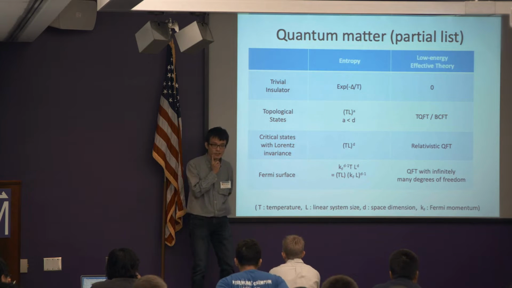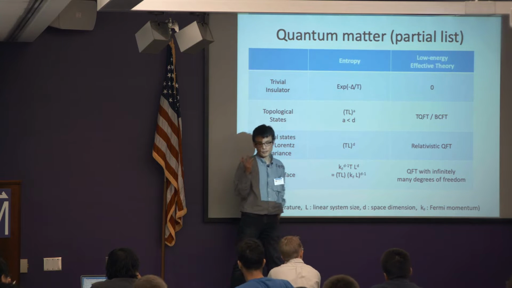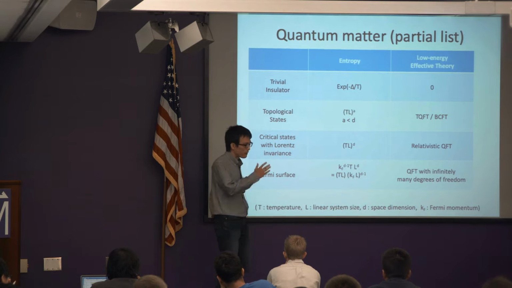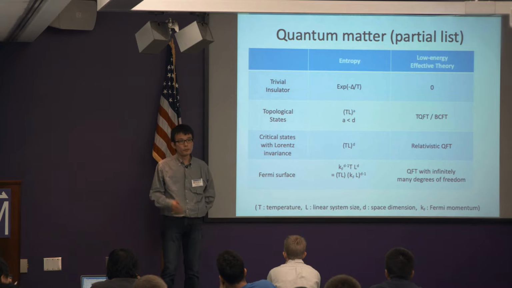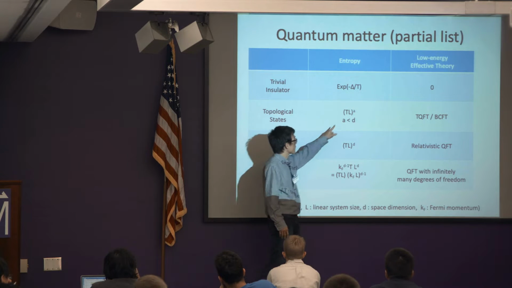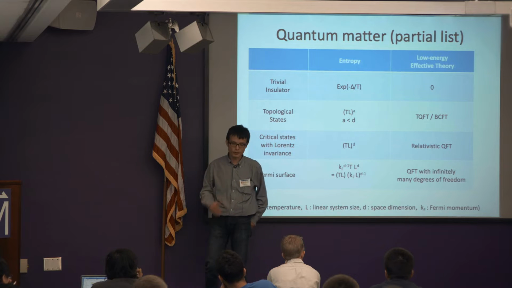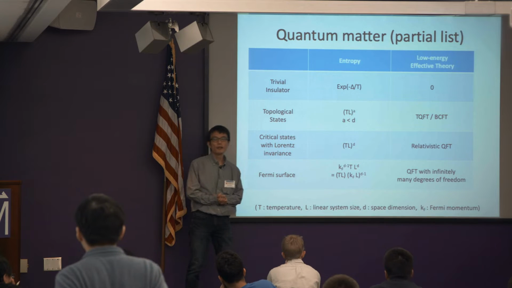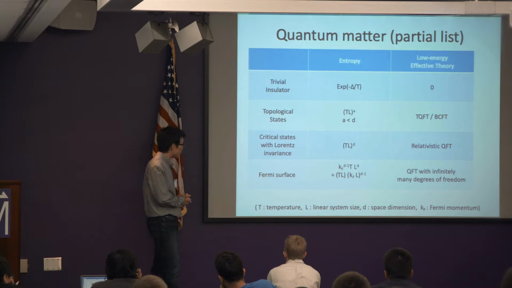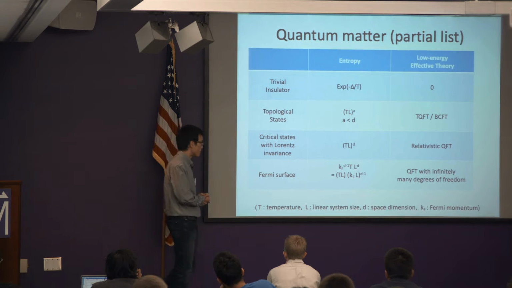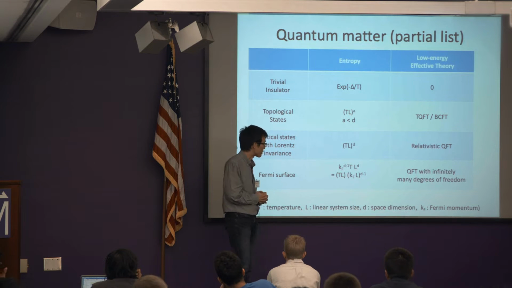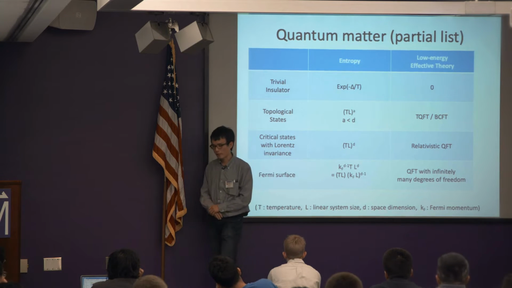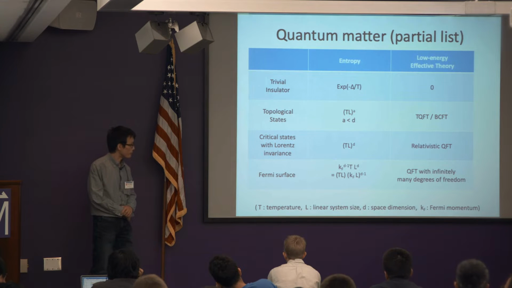For example, if you have a ground state degeneracy, then the number of low energy degrees of freedom doesn't scale with the system size L. And if you have, say, a gapless boundary state, then the low energy degrees of freedom scale with the system size L to a power smaller than the space dimension. And if you have gapless propagating degrees of freedom in the bulk, for example, in relativistic quantum field theory, as we heard in the previous talk, then entropy density scales with temperature to the power of the space dimension.